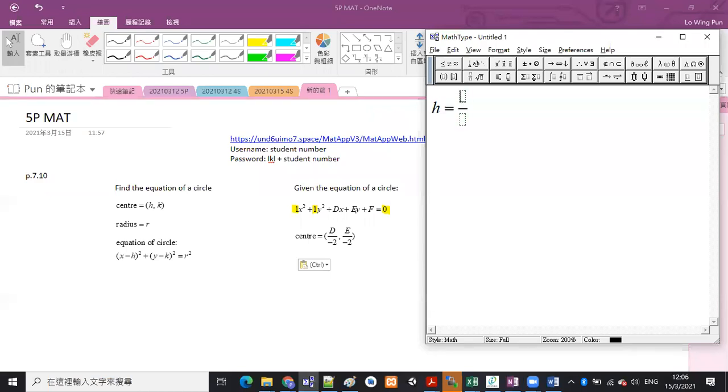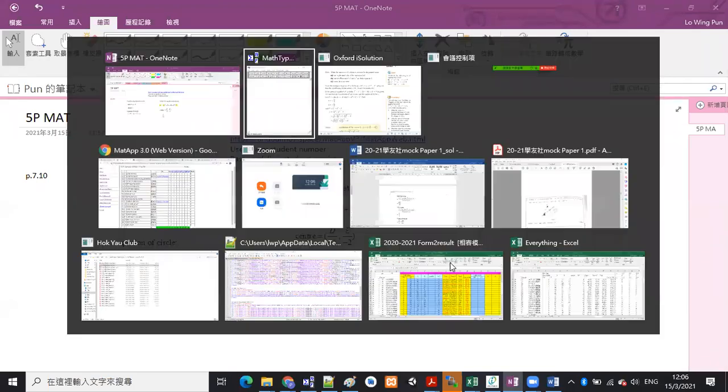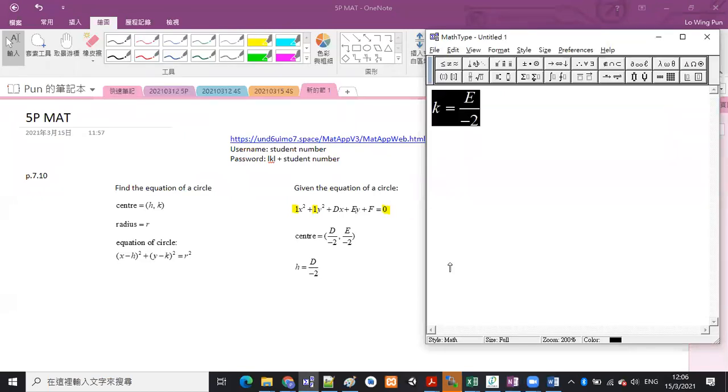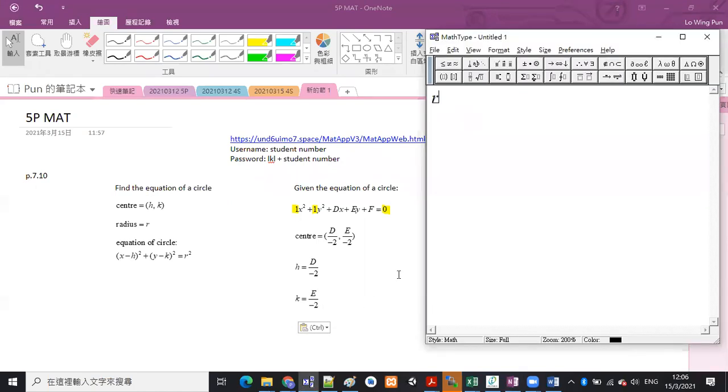Then we let h be d over -2, and k be e over -2. So h and k are this. Then for r: r square is equal to h square plus k square minus f. Okay, r square is equal to h square plus k square minus f.